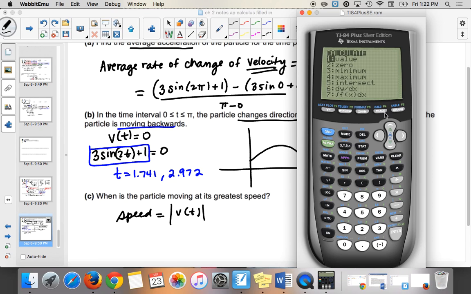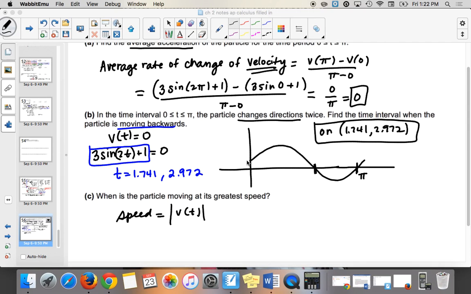So we're going to do second trace. We're going to find the maximum. Did you already find it? 0.785. All right, so it's going to be right there. So you can do left bound, enter. You can do your right bound, enter. And then guess. Usually I put the guess where it's supposed to be, but you don't have to. All right, so 0.785, I agree. All right, good?